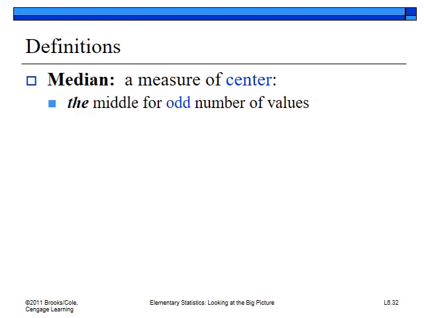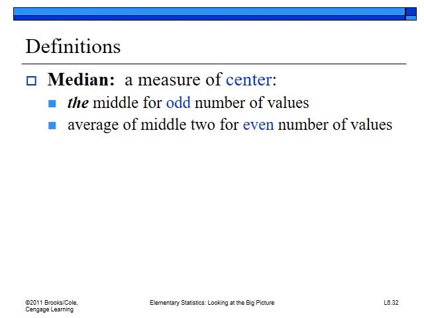The median is the middle number if you have an odd number of values. If you have an even number of values, the median is the average of the two that fall right in the middle. So if you have 20 data values, the two in the middle are the 10th and the 11th. So take the 10th and the 11th and find the average.